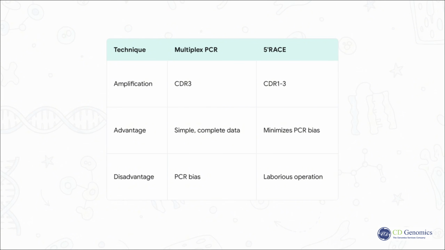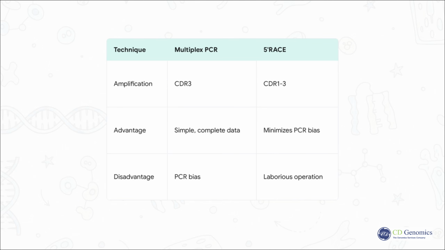Take that crucial amplification step we mentioned earlier, for example. CD Genomics gives you options. You've got multiplex PCR on one hand and 5'-RACE on the other. Multiplex PCR targets the CDR3 region. It's a simpler operation that yields highly complete data, but it can introduce some PCR bias. It's kind of like accidentally printing one page of our library 100 times and another page only once.